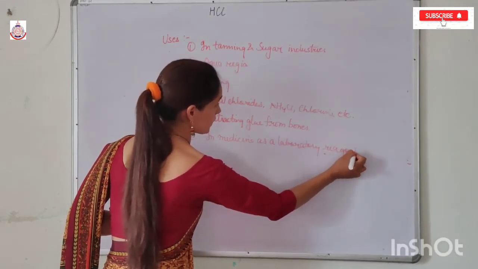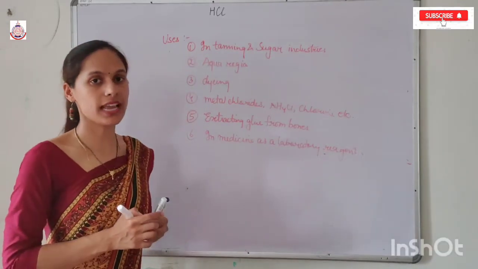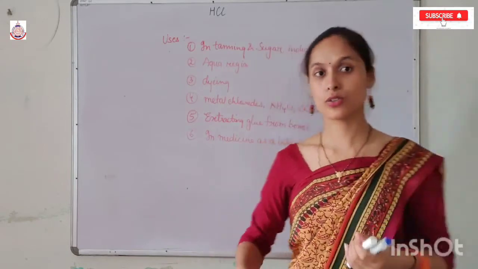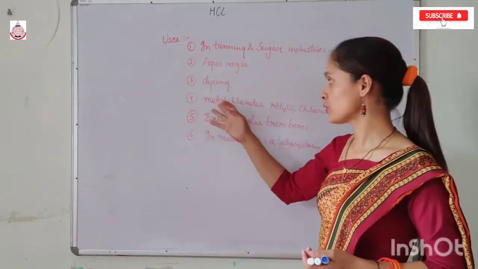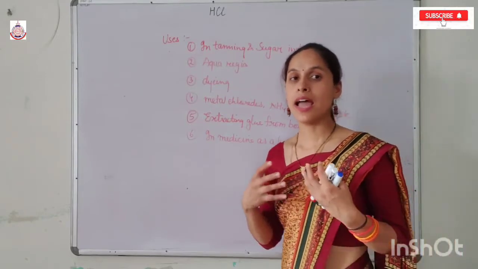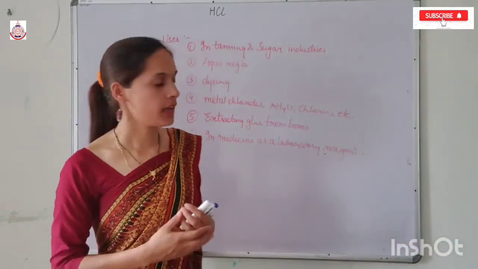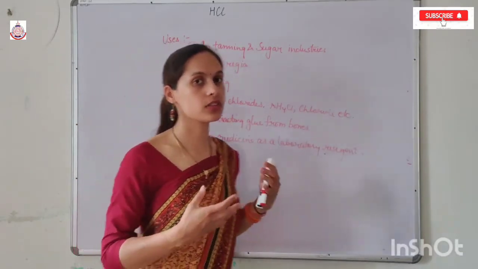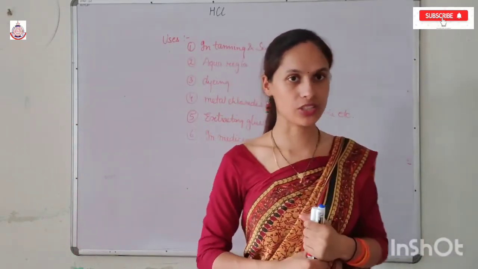So these are the different uses of HCl. It is used in the tanning and sugar industry. It is used in the preparation of aqua regia. It is used in the dyeing process. It is used in the preparation of the metal chlorides, ammonium chloride, and chlorine gas. It is used for extracting glue from the bones, and it is used in medicine and as a laboratory reagent.